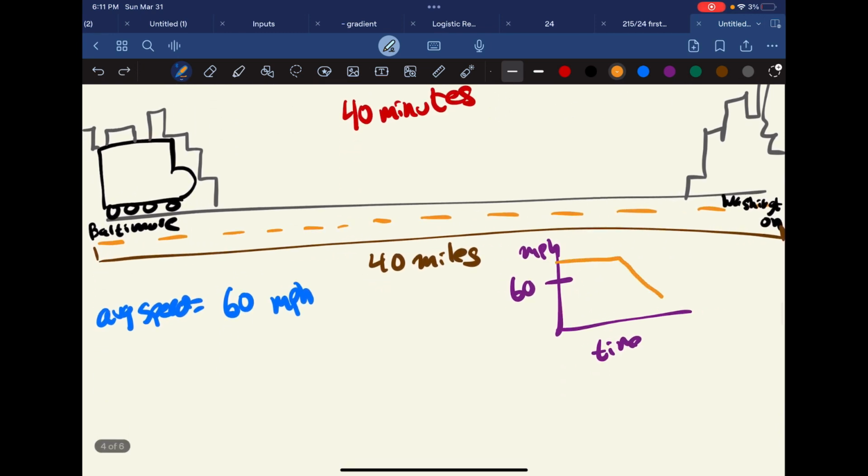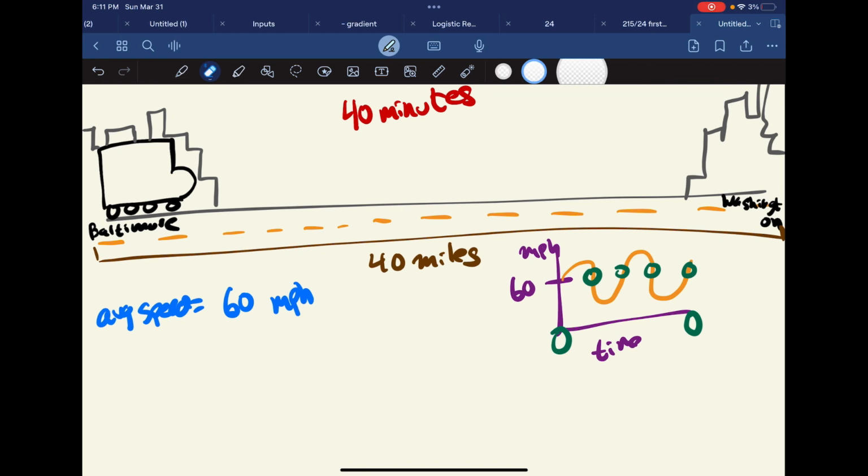It could have done the opposite. It could have stayed at 60 the whole time, because it hit traffic lights or whatever. But all the mean value theorem is saying is that somewhere between the beginning and the end of our interval, it hit 60 miles an hour at some point, because that's the average rate of change on the interval. So that's how I like to conceptualize it.